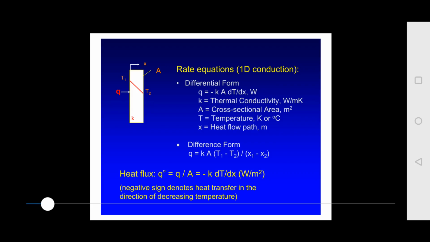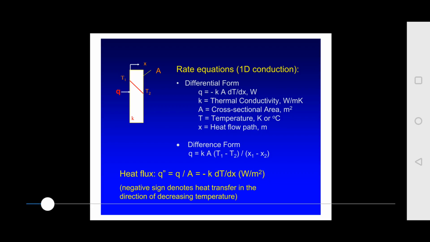Fourier's law of heat conduction says if you have a solid body with two different ends maintained at two different temperatures, let's suppose T1 and T2, the heat transfer rate is directly proportional to the area of heat transfer, that's A, and inversely proportional to the heat flow path. So the higher the heat flow path, the lower the heat transfer. So we can write Q equal to minus KA dT by dx.